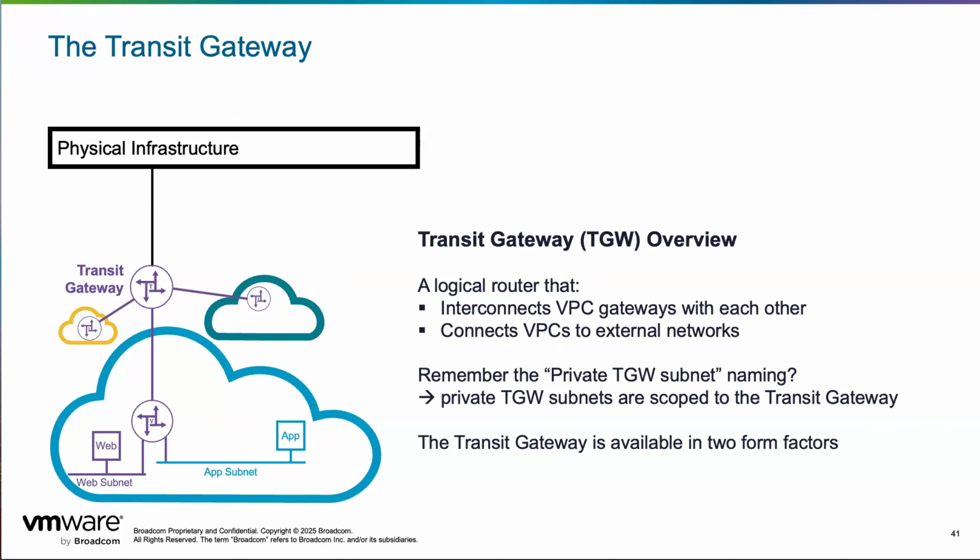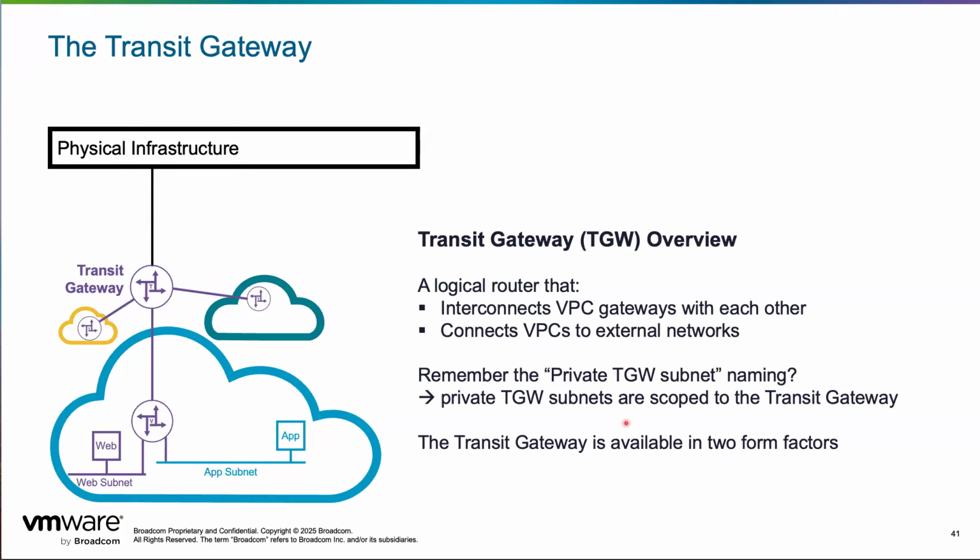And its role is twofold. It's going to interconnect the different VPCs together. So I have one VPC gateway on each VPC, and they're all connected to the transit gateway. That will allow you to have inter-VPC communication. And at the same time, this transit gateway is connected to the physical infrastructure. There is some additional complexity here, but at a high level, this is how this works.